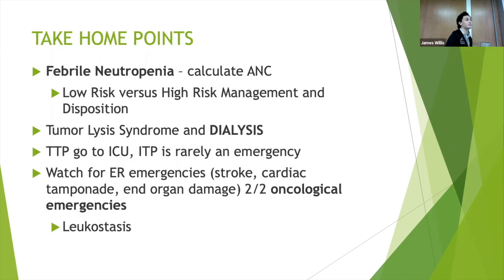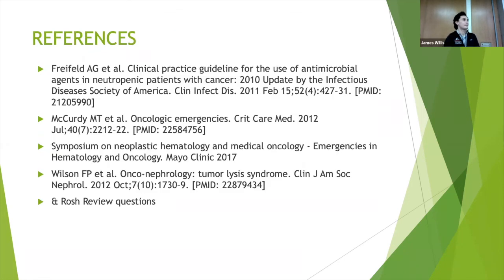So some take-home points. Febrile neutropenia, calculate your ANC if it doesn't come with your differential, and understand there's low risk and there's high risk management and disposition. Think about TLS, your criteria for dialysis. TTP, go to the ICU. ITP is rarely an emergency. And then watch for ER emergencies, like stroke, cardiac tamponade, end organ damage, secondary to oncologic emergencies. So just make sure you understand everything going on with your patient, both what their diagnosis is and their treatment. Oh, that was really great.